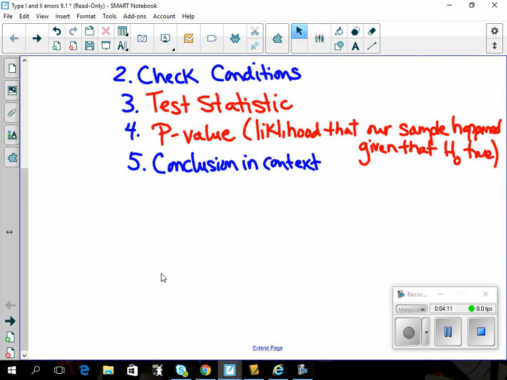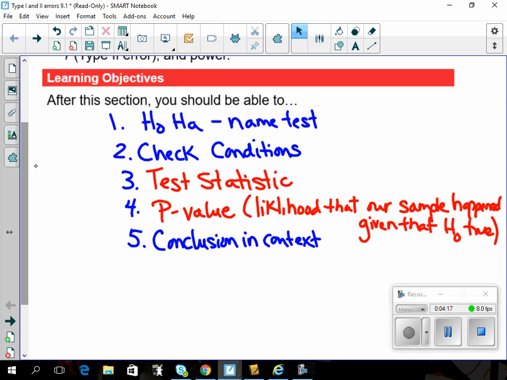Okay? So remember, the null hypothesis is your status quo. It's the claim, it's what's assumed. The alternative hypothesis is what we're trying to prove. So the alternative is what we're testing, and the null hypothesis is the claim or the status quo. We assume that status quo is true, and then the p-value is the likelihood that our sample would happen given that that's true.